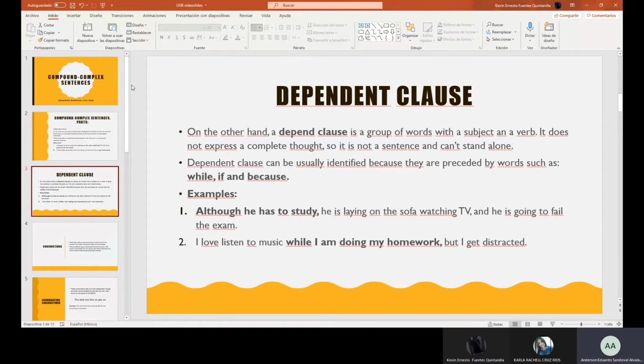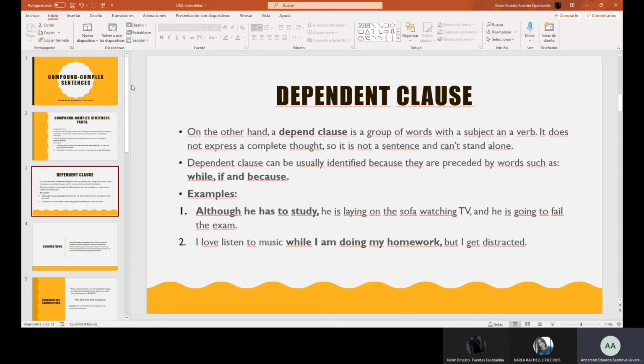Okay, now we have the dependent clause. On the other hand, a dependent clause is a group of words with a subject and a verb. It doesn't express a complete thought, so it is not a sentence and can't stand alone. A dependent clause can usually be identified because it is preceded by a word such as why, if, and because. So we are going to see the examples.